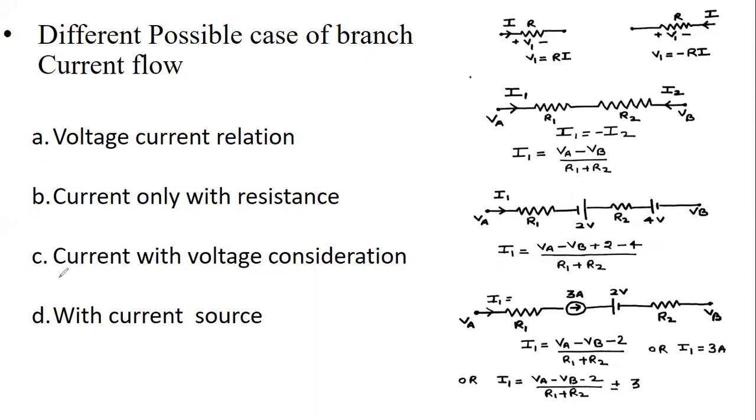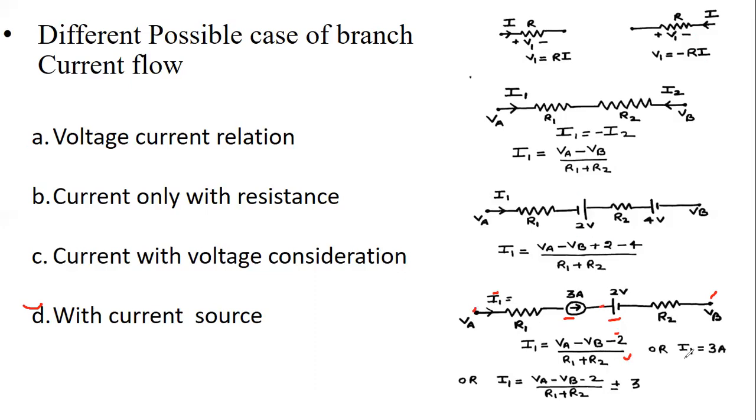Now the fourth case is with current source. If between the branch a current source and voltage source are both given, and resistances are given, then what is the value of I1? The possible case: I1 equals VA minus VB minus 2 upon R1 plus R2. Because VA is at this potential, VB at this potential, we are getting the positive sign from A to B. So this is minus 2 divided by R1 plus R2.